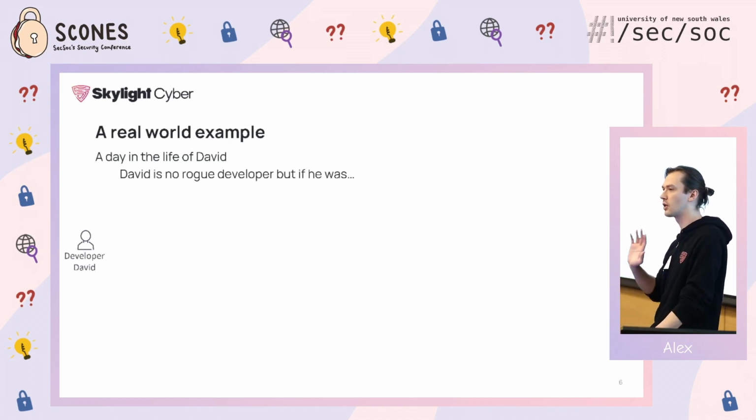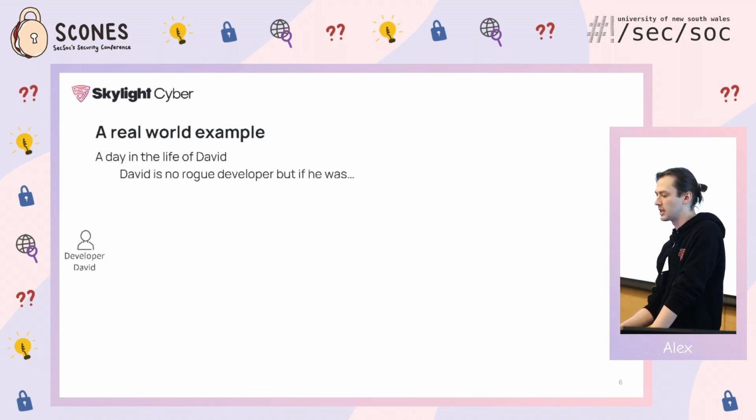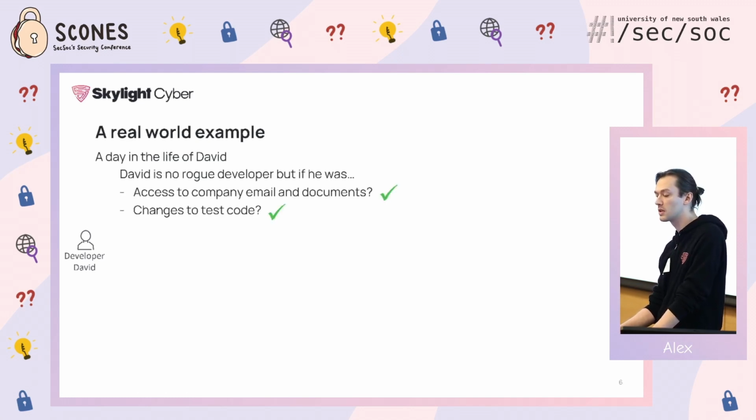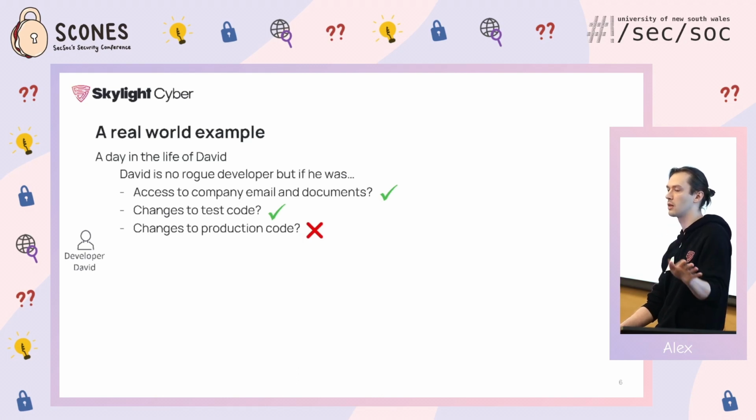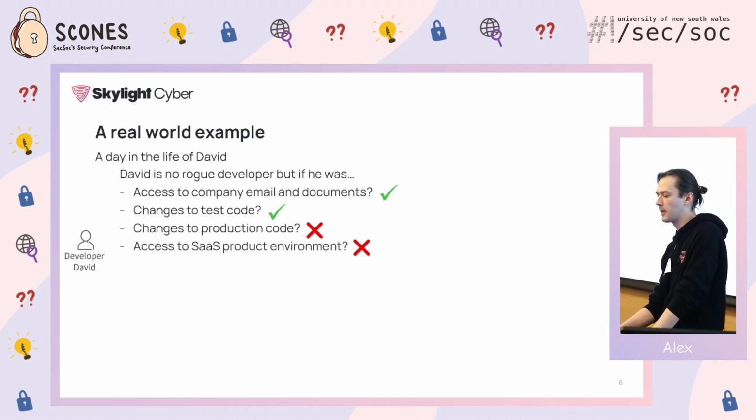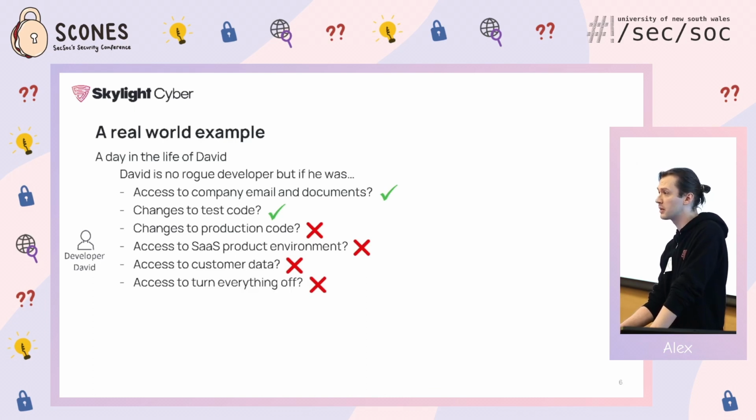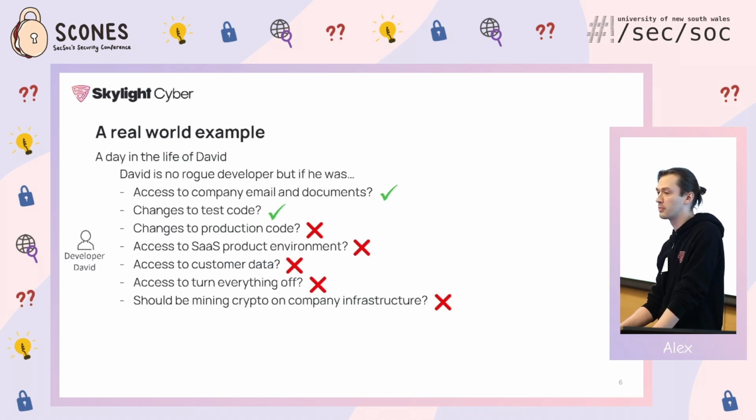He works at this company. They have a lot of patient records, they have a lot of medical records, that sort of thing. That's the thing that they're trying to protect. Now, Dave's not a rogue developer, but if he was, he should be able to access his email and some documents. He should be able to change test code. That's within the spec of his job. He shouldn't be able to change production code. He's not a lead developer. He needs to get approvals for that, like we just saw. He shouldn't be able to access the production environment. He shouldn't be able to access their other products. He works on a very specific product. He shouldn't be able to access customer data. Nobody should. He shouldn't be able to turn everything off. And he shouldn't be mining crypto.